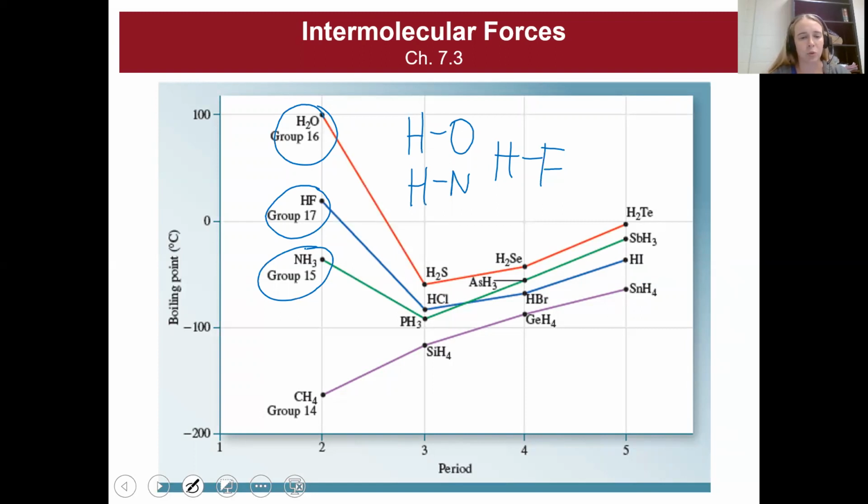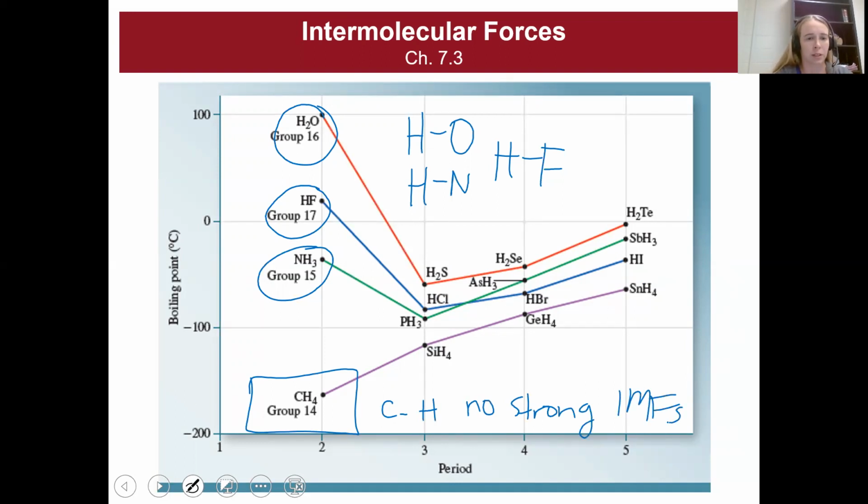And let's compare them to methane down here with a carbon-hydrogen bond, which does not allow for any significant hydrogen bonding. The boiling point of methane is super, super low. There are no strong forces here, no strong IMFs, because it's got a low boiling point. But oxygen, nitrogen, and fluorine bonded to hydrogen have strong IMFs, which are reflected in their high boiling points.